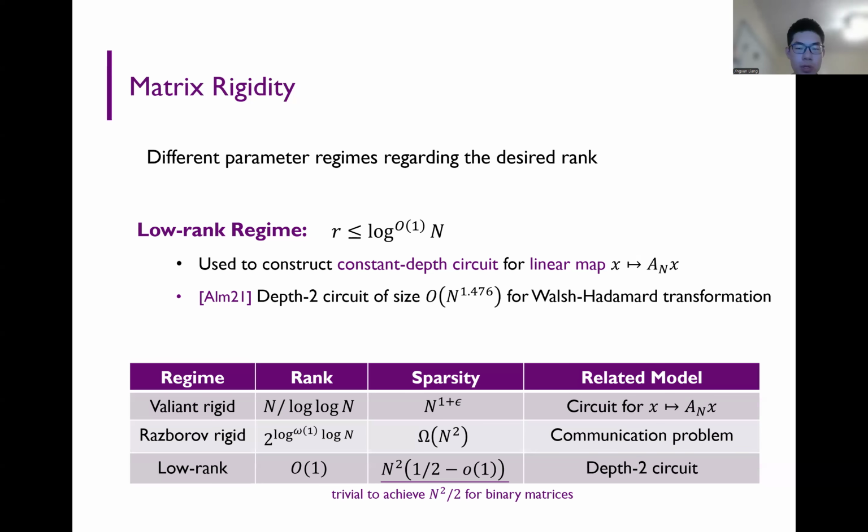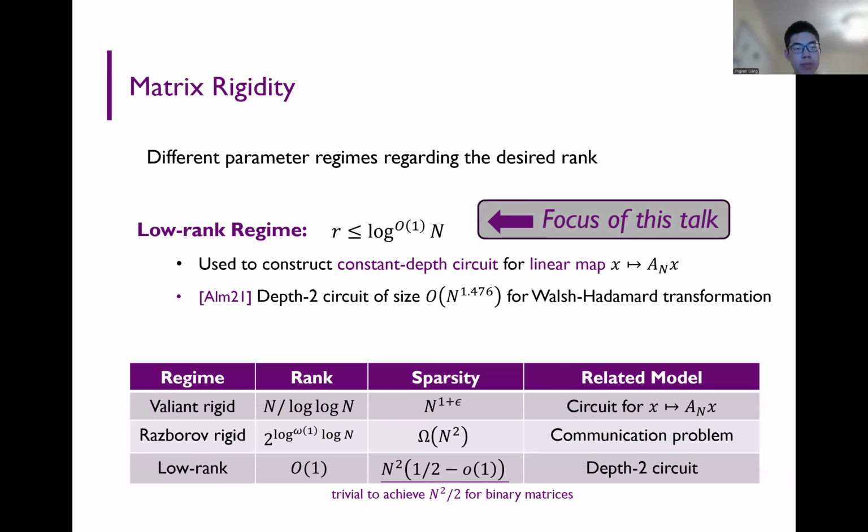So, in other words, proving rigidity lower bounds against this low-rank regime with such an n squared times half minus log of 1 sparsity would be challenging, and this will be the main focus of this work.